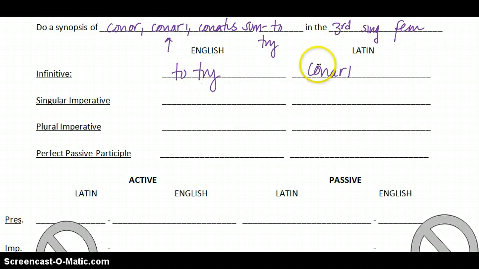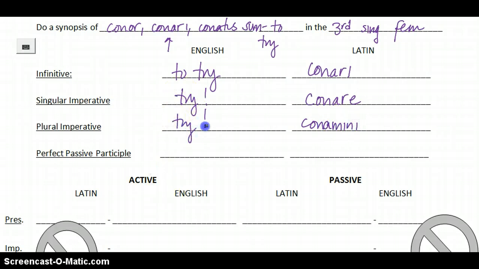The imperative is formed by creating what the infinitive would look like if it were normal, right? If it were not deponent, which would be conare. That means try. I'm talking to just one person. If I'm talking to lots of people, telling them to try, I use the y'all form, which is just conamini. That would also mean try, but if you're talking to multiple people.